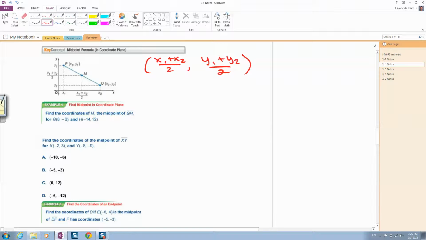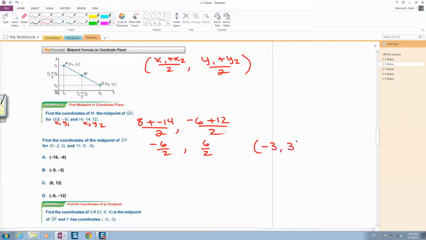So for example here, this is x1 and y1, and this is x2 and y2. So you have 8 plus negative 14 divided by 2, and you have negative 6 plus 12 divided by 2. Well, then you have negative 6 divided by 2 and 6 divided by 2. So you have negative 3 and 3. That is your midpoint for G and H.